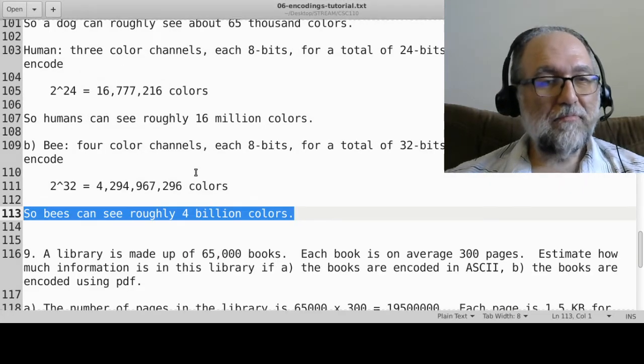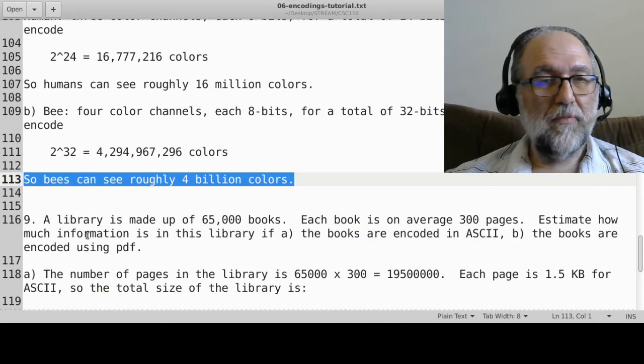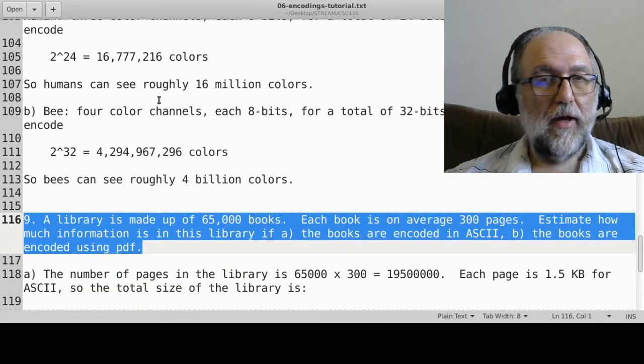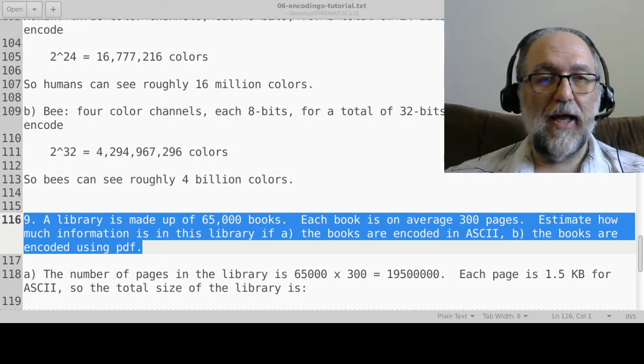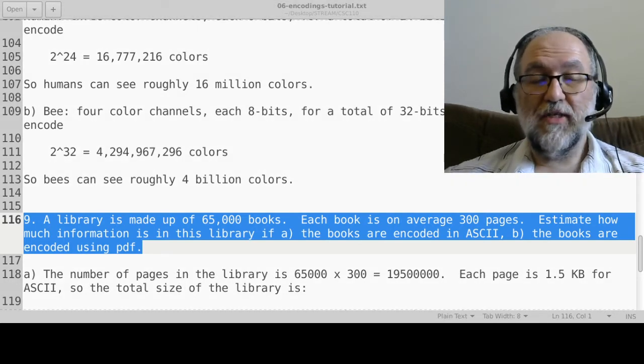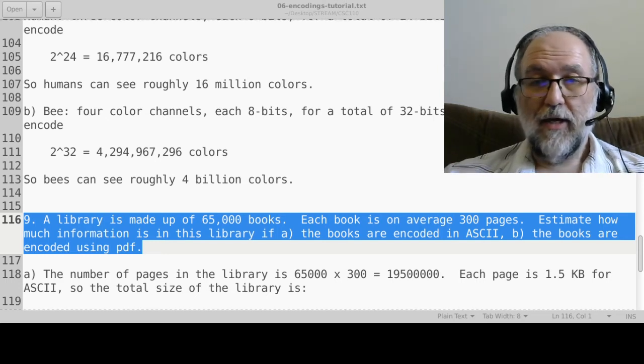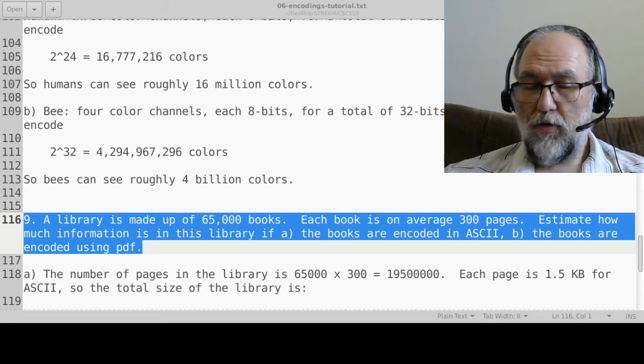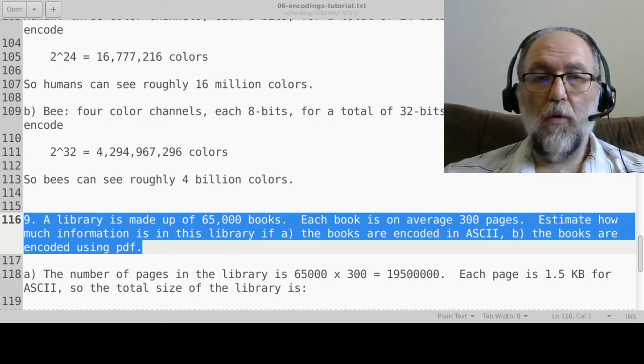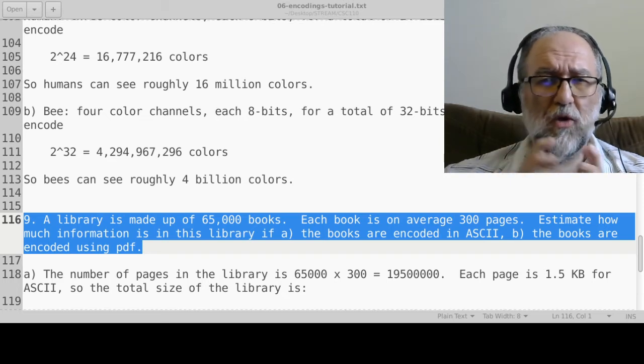Okay. All right, last question. And this question is, a library is made up of 65,000 books. Each book on average is 300 pages long. Okay, estimate how much information is in this library if the books are encoded in ASCII or if the books are encoded in PDF. Okay, so let's read the question again.